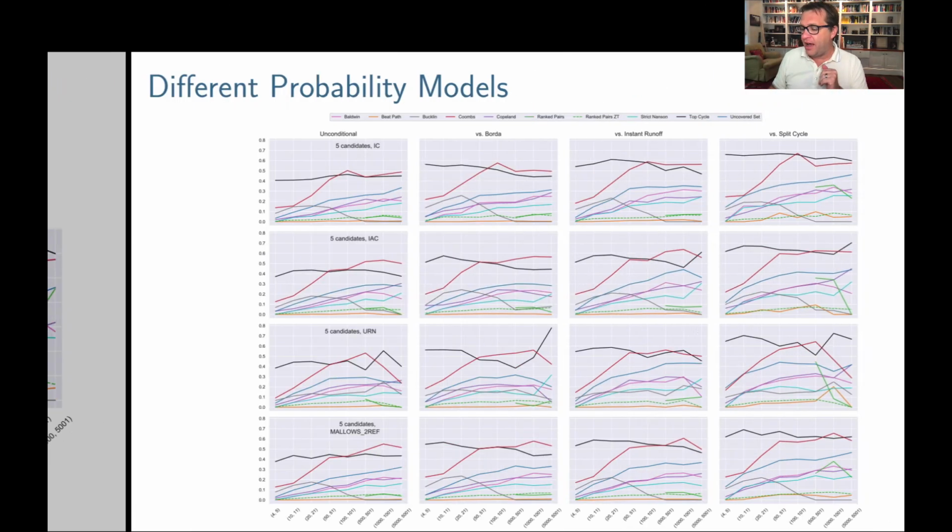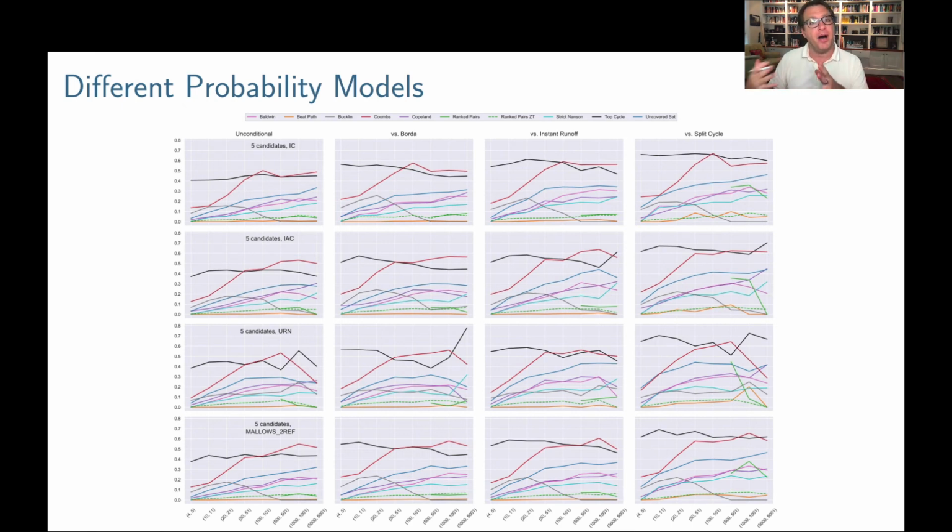Now, one last comment I want to make is about the probability models we use to generate our profiles. The graphs I've shown in this talk have all been generated using the impartial culture. And of course, one might be worried what happens when you consider other probability models. We do consider other probability models in the paper, the impartial anonymous culture, the Ewens model, and so on. And we found that our measures are not incredibly sensitive to the probability model. Of course, some probability models will lead to 0 violations of positive involvement. For example, single-peaked preferences will lead to 0 violations of PI.